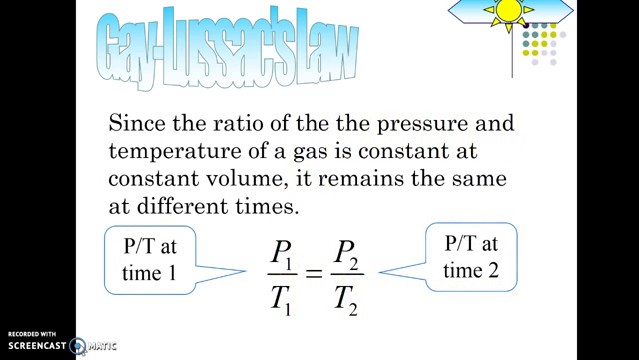So Gay-Lussac's law says since the ratio of a pressure and temperature of a gas is constant at constant volume, it remains the same at different temperatures, at different times, excuse me. So we have pressure and temperature at time 1, and we have pressure and temperature at time 2. So we have P1 over T1 is equal to P2 over T2.